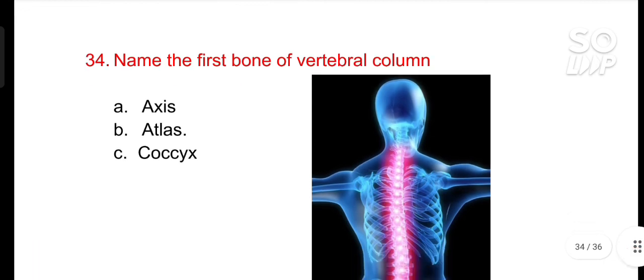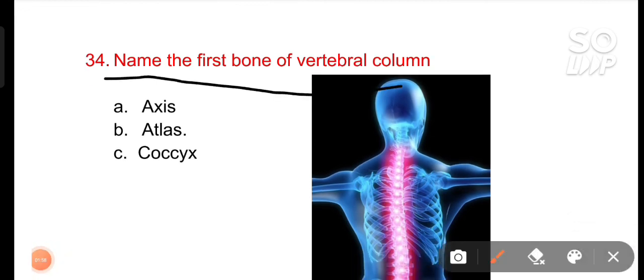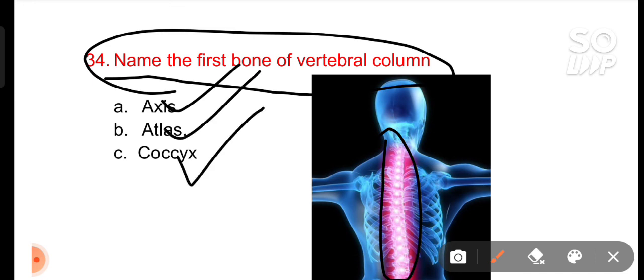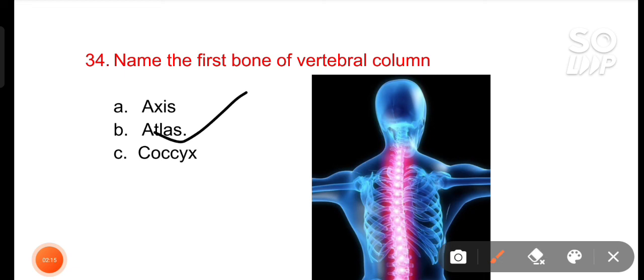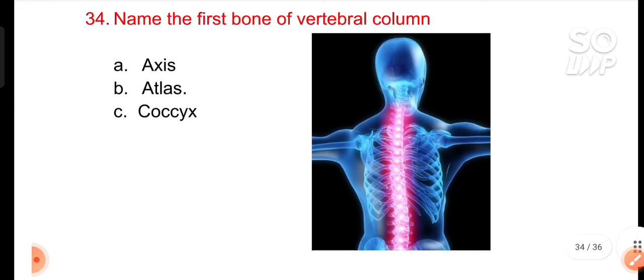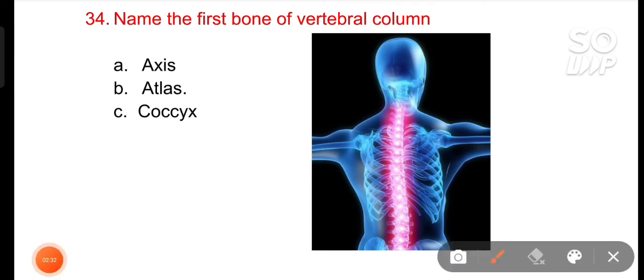The next question is: name the first bone of the vertebral column. We have the vertebral column here. Which is the first bone? The options are axis, option B atlas, option C coccyx. The right option is atlas. Atlas is the first bone of the vertebral column. You can also remember that Atlas is the brand of an old-days cycle in India. By this you can remember it easily.